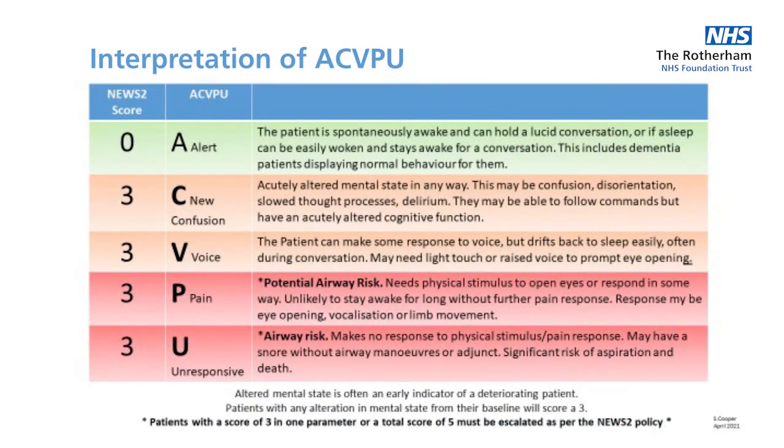One of the really useful tools when looking at patients' conscious level is the AVPU score. It's one of the areas where we sometimes struggle as clinicians because it can be very subjective. One of the best ways to look at the AVPU score is that anything that is the patient's normal will score a 0. Anything that is abnormal for that patient will score a 3.